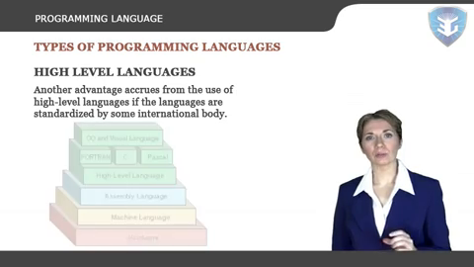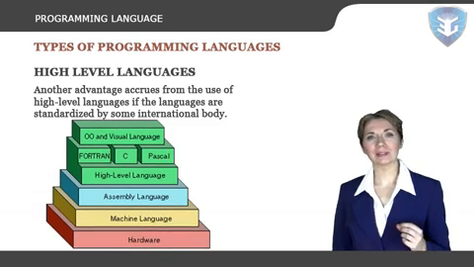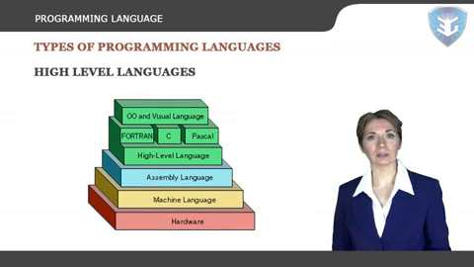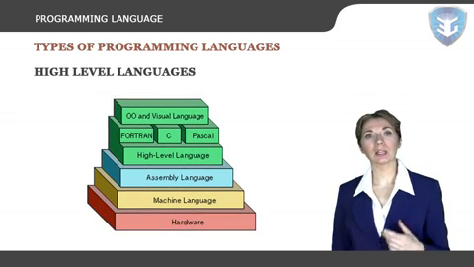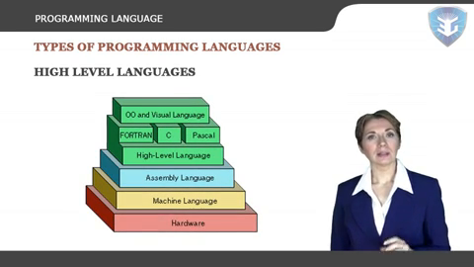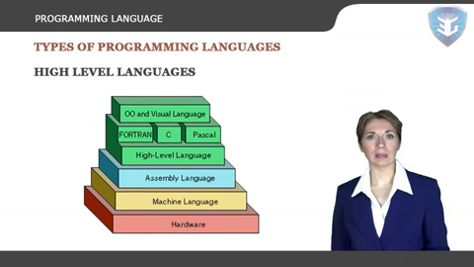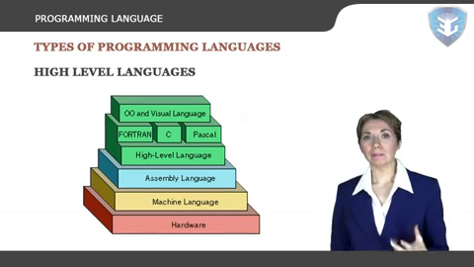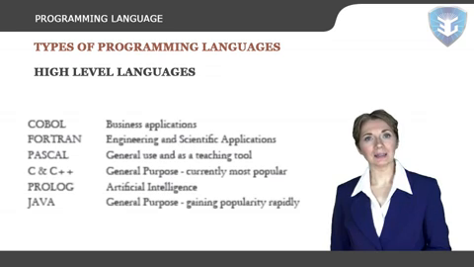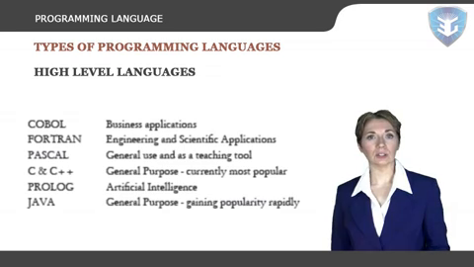Another advantage accrues from the use of high-level languages if the languages are standardized by some international body. Then each manufacturer produces a compiler to compile programs that conform to the standard into their own internal machine language. Then it should be easy to take a program which conforms to the standard and implement it on many different computers, merely by recompiling it on the appropriate computer. Many high-level languages have appeared since Fortran 2. Among the most widely used are shown here.